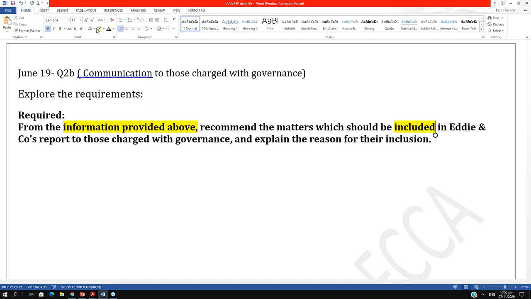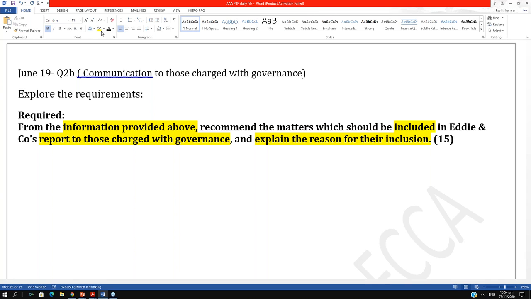in the Eddy and Company report to those charged with governance. Eddy and Company is the audit firm, right? So is the examiner saying matters to be included in the audit report? No. Matters to be included in Eddy and Company's report to those charged with governance, and explain the reason for their inclusion. Why will you include that matter? So how many marks do we have? 15. Now how would you go about it?